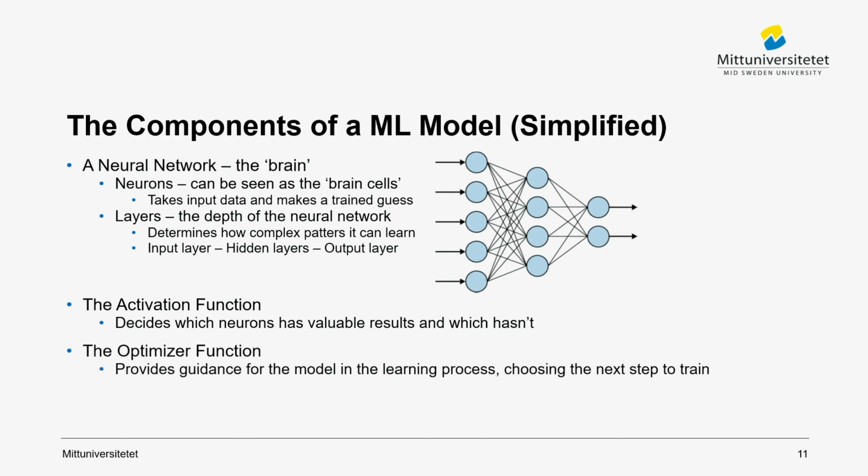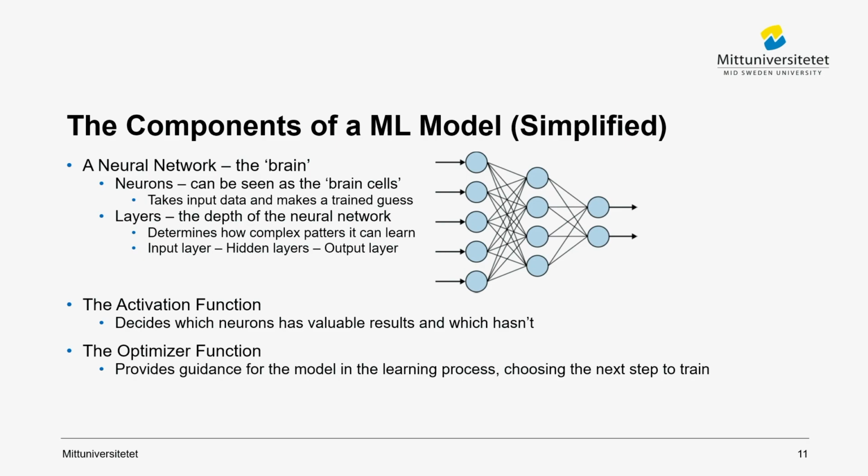We will also see that there's something called the optimizer function, and the optimizer function is also a mathematical function that provides sort of guidance for the model in the learning process, basically choosing the next step to train, what is going to train next.